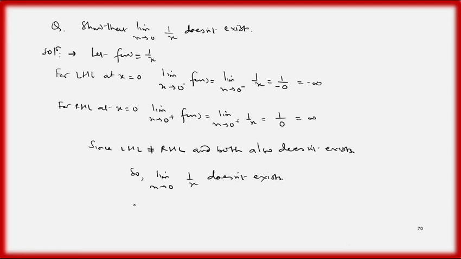Now the next question, let me highlight the next question also. The question is: prove that the limit x tends to 0 of mod x by x does not exist. Solution: we have done a similar question as well. Let f of x equal to mod x by x.